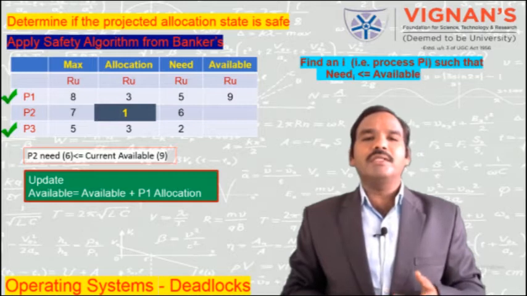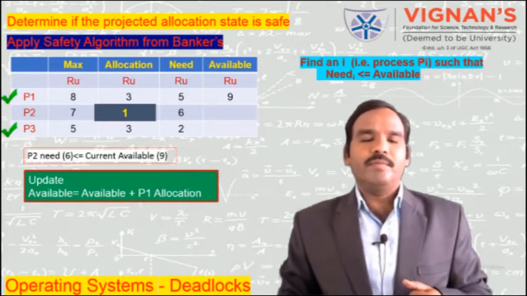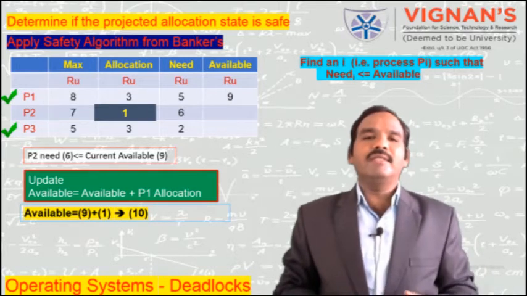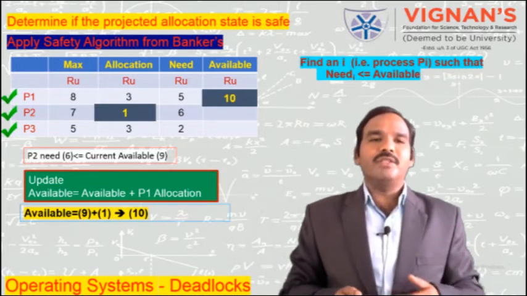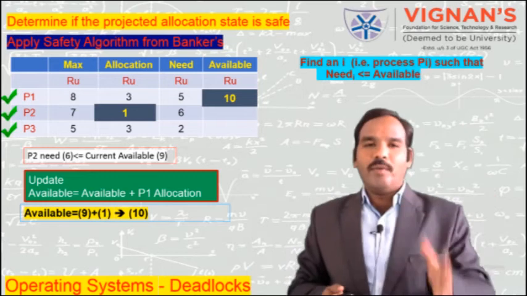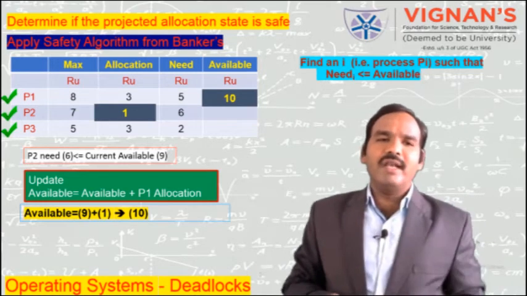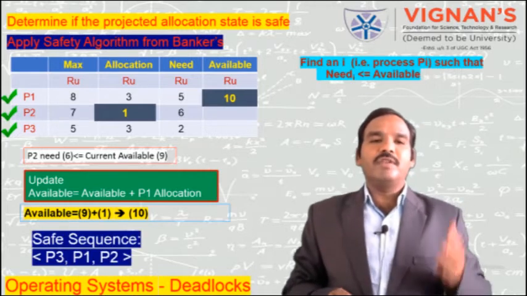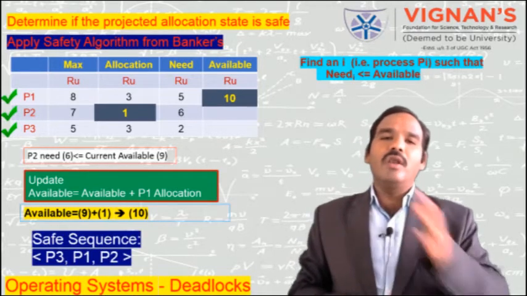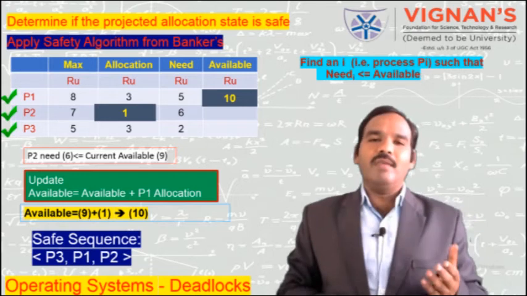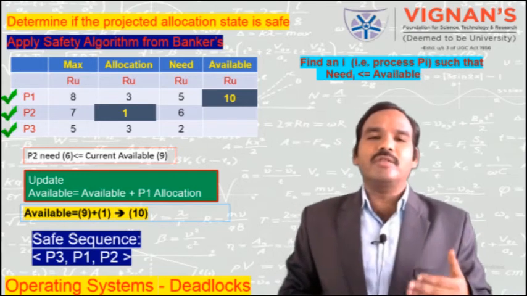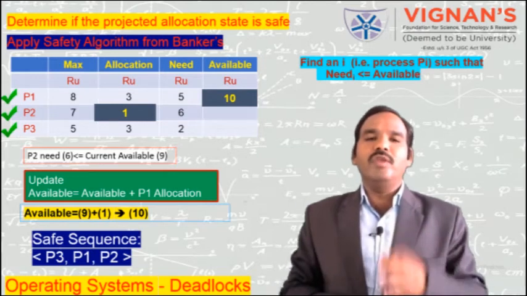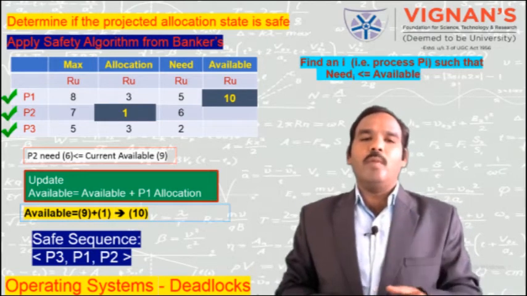What is P1 allocation? P1 allocation is 1. So 9 plus 1 is 10. After completion of all processes, according to the given data, 3 processes in the system, all resources are freely available. How many instances of resource class are there? 10. So 10 released. So we solved this problem correctly.